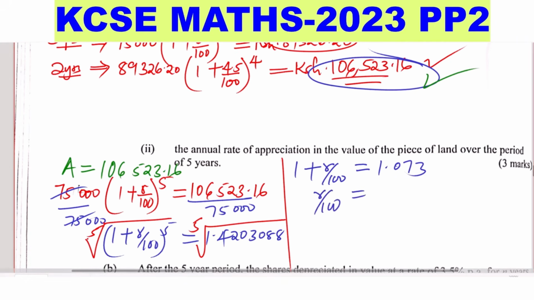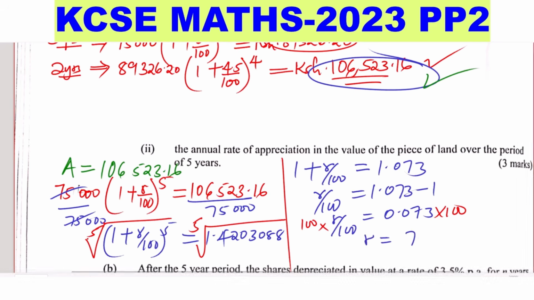So make R the subject, R over 100. Take 1 to the right hand side. You'll have 1.073 minus 1. This will give R over 100 is equal to 0.073. From here, you want to get R, so multiply both sides by 100. And this will give R as 7.3% as the rate of appreciation for the land.